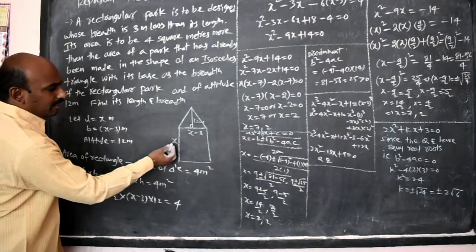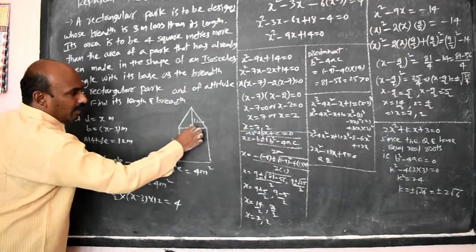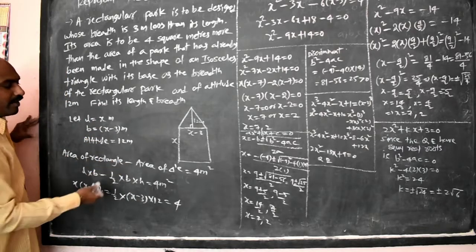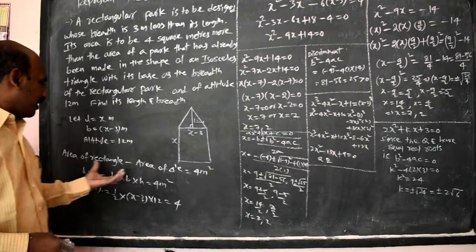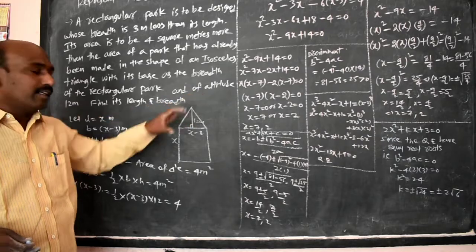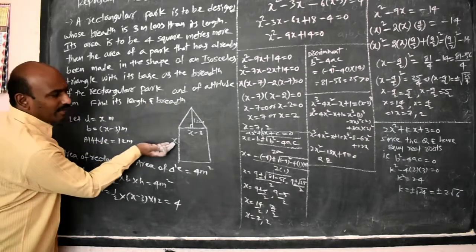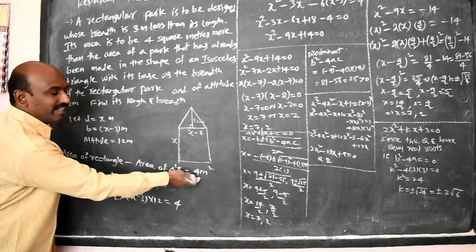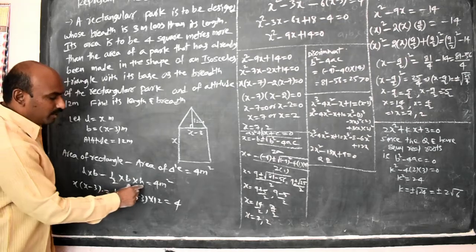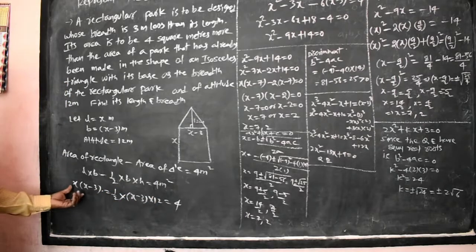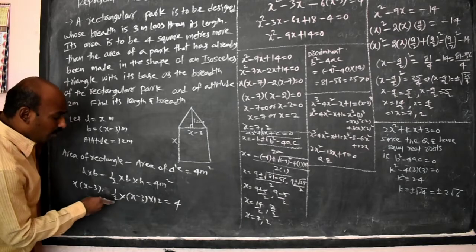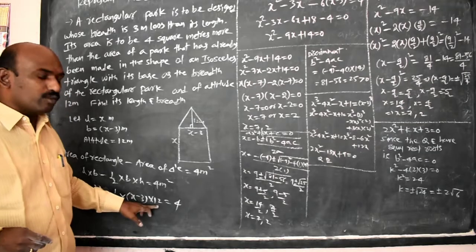Then take length as x, breadth x minus 3, and altitude 12. The given condition is that the rectangular area is 4 more than the triangle area. Means the area of rectangle minus area of triangle is 4 meter square. Area of rectangle is length into breadth. Area of triangle is half into base into height. Now substitute the given dimensions: x into x minus 3 minus half into x minus 3 into 12 equal to 4.